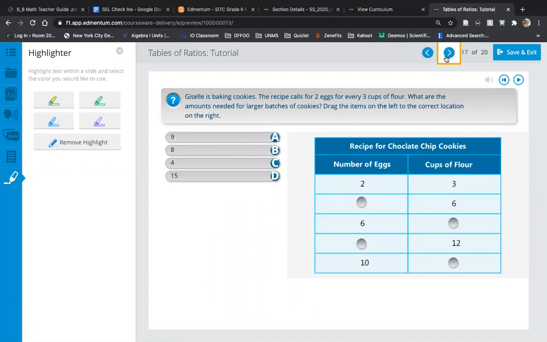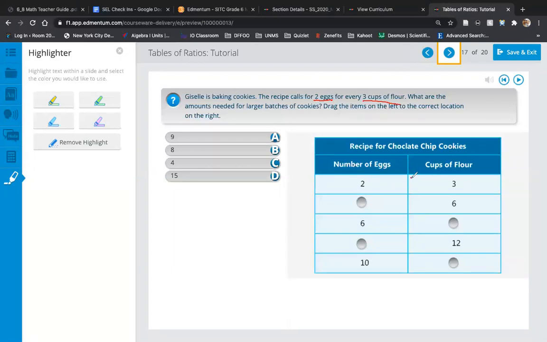It says, Giselle is baking cookies. The recipe calls for 2 eggs for every 3 cups of flour. So I see that information all the way at the top of my ratio table, right? It says 2 eggs right here, 2 eggs for every 3 cups of flour. So cups of flour, 3. 2 eggs, 3 cups of flour. That's how I read this table, right?